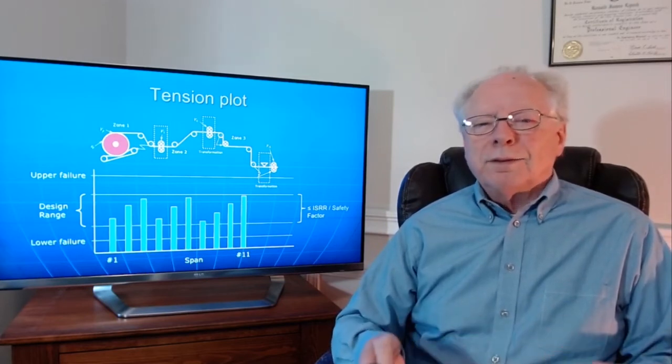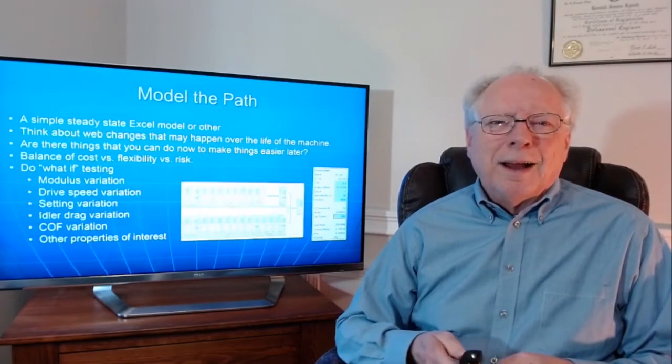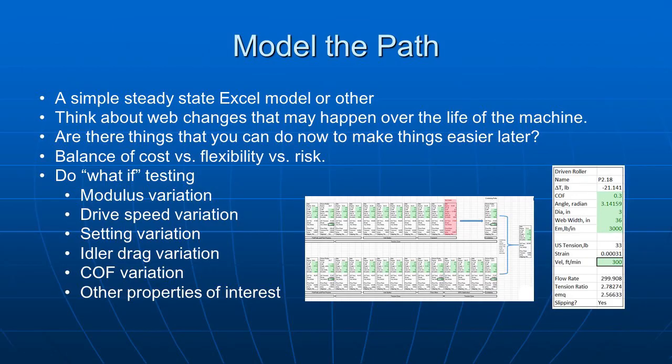But wait, there's more! I always recommend a model. A simple Excel model can be used to do sensitivity studies and what-if analysis. It can check how sensitive the path is to normal variation of modulus, coefficient of friction, velocity, and to changes to tension and roller speed set points. It can be used for cost versus flexibility versus risk studies by looking at raw materials and other changes that might be made over the life of the machine.